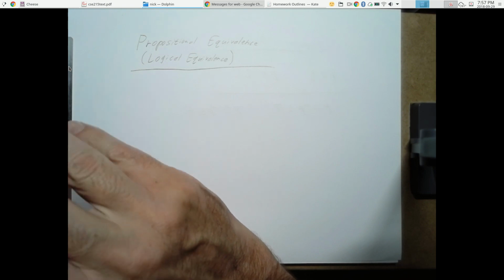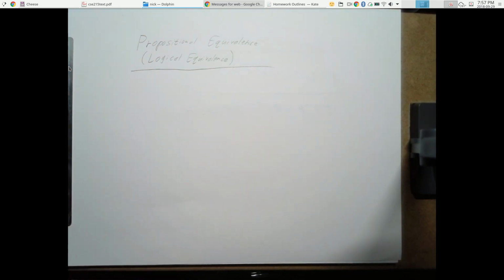For example, and this may not be true, but imagine it is, P could be the proposition it's raining, Q could be the proposition the ground is wet. And it may be that P and Q always have the same truth value. If it's raining, the ground is wet. And if it's not raining, the ground is not wet.